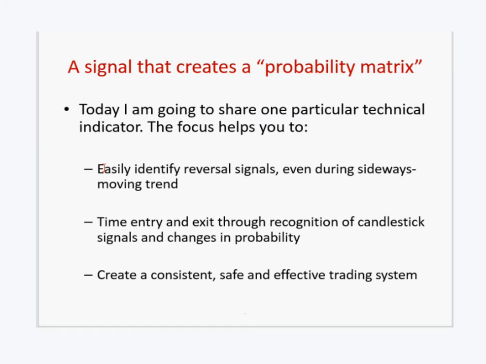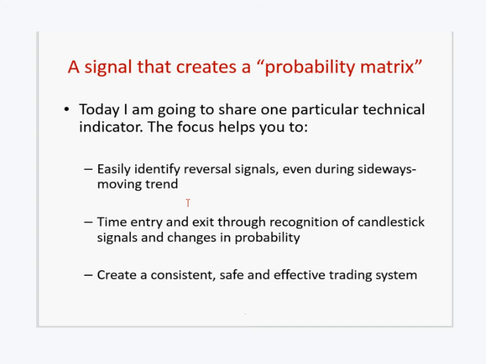So when I talk about a probability matrix, I'm talking about a type of signal that presents and sets up a likely trading range that is dynamic. Usually when you see resistance and support drawn out on a chart, they usually involve straight lines.